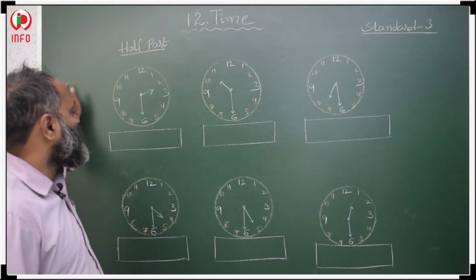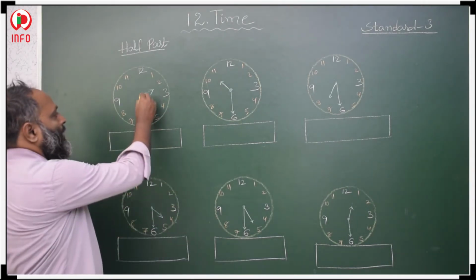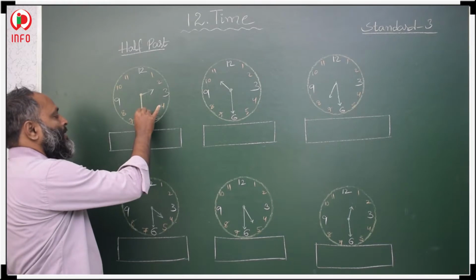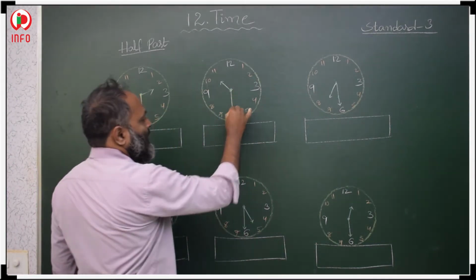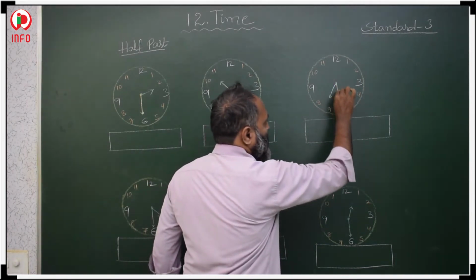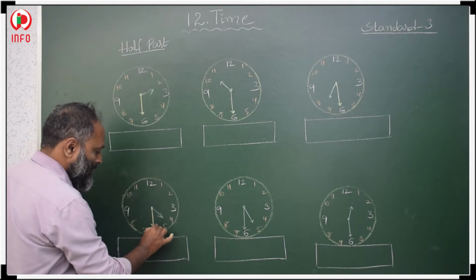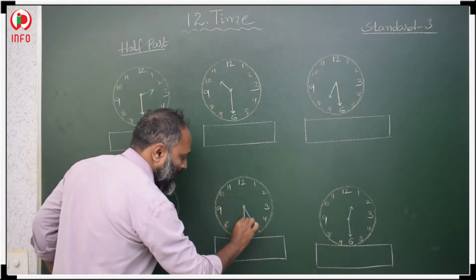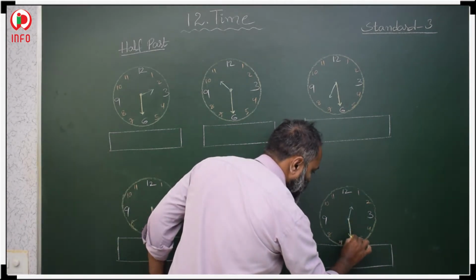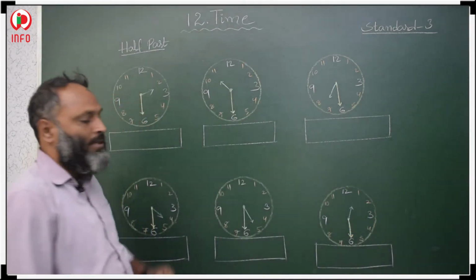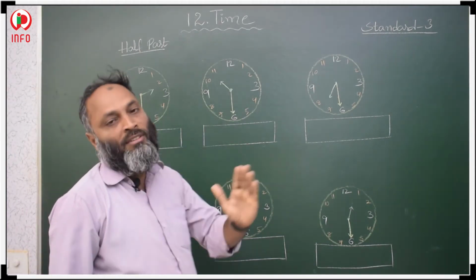Now half past. So what is half past here? See here, the minute hand is at 6. In all these clocks, the long hand, that is the minute hand, is at 6. So if the minute hand is at 6, it means half past.